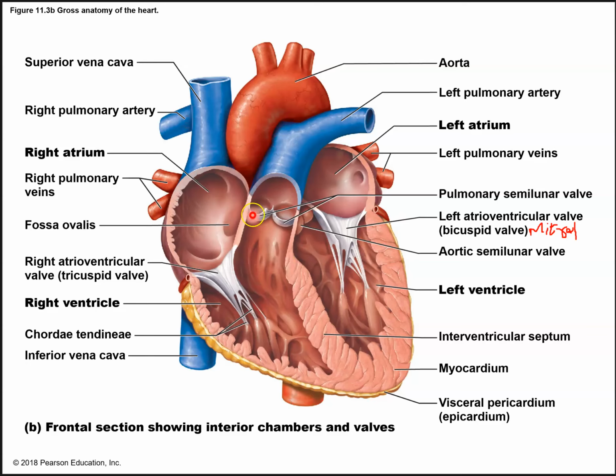So the other valves are the semilunar valves. The semilunar valves are the openings in the ventricles that lead to the pulmonary trunk and the pulmonary arteries on the right ventricle. So this valve right over here is called the pulmonary semilunar valve. The other semilunar valve is hidden right behind here.